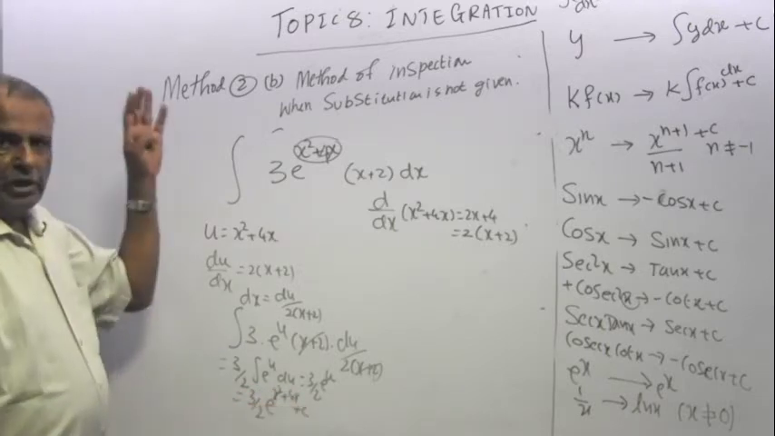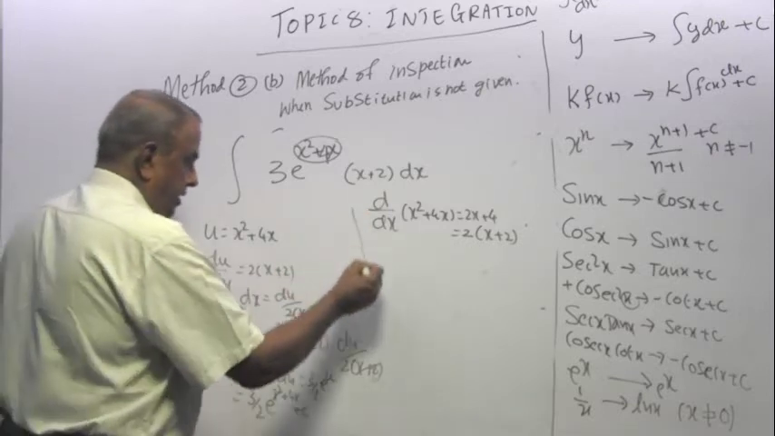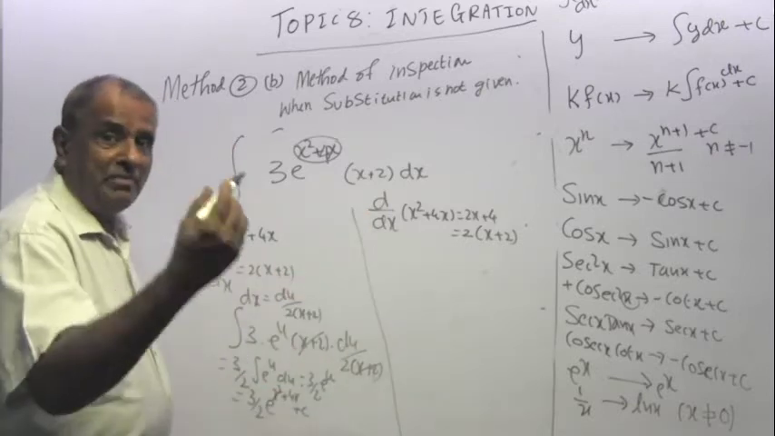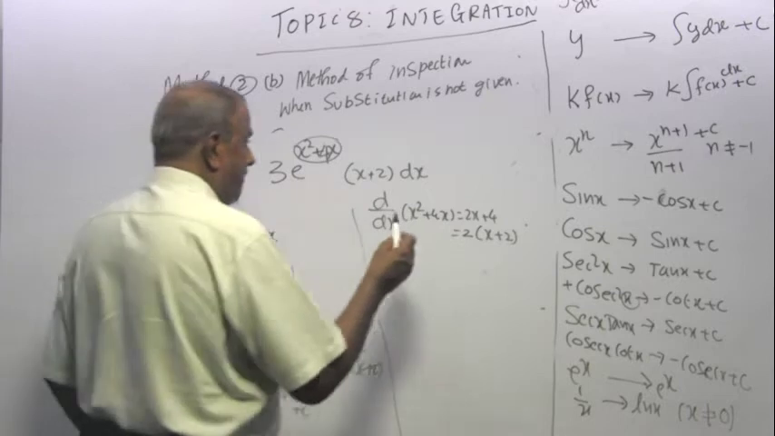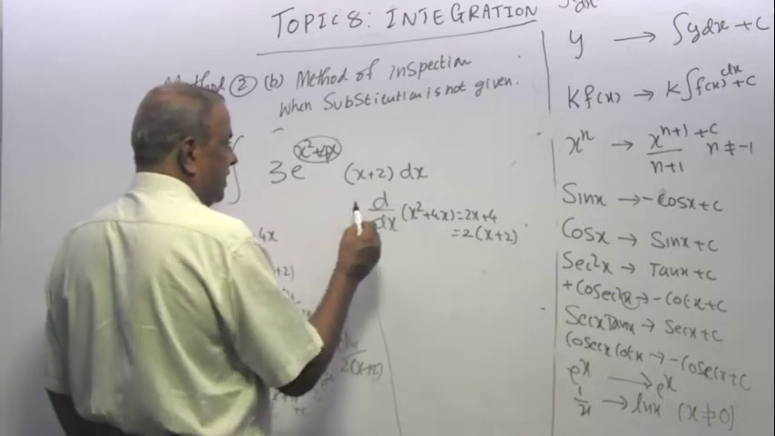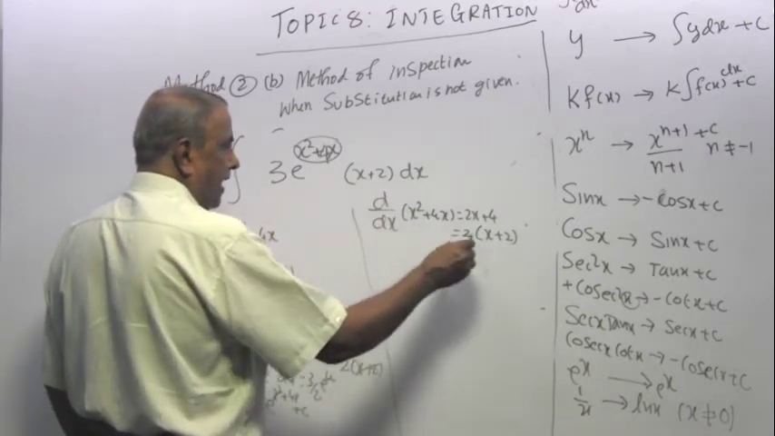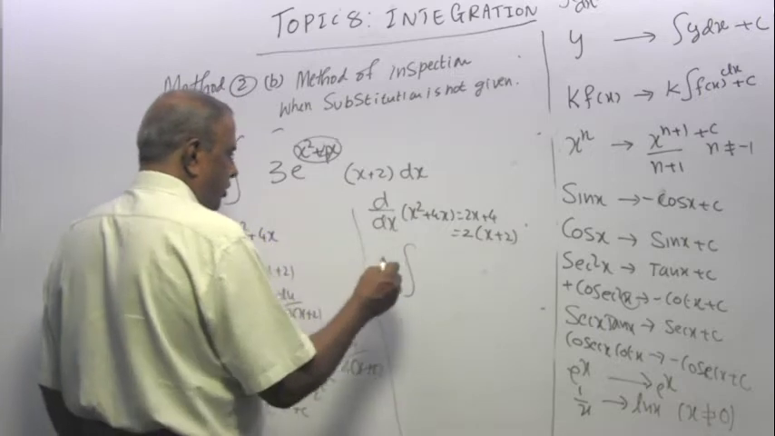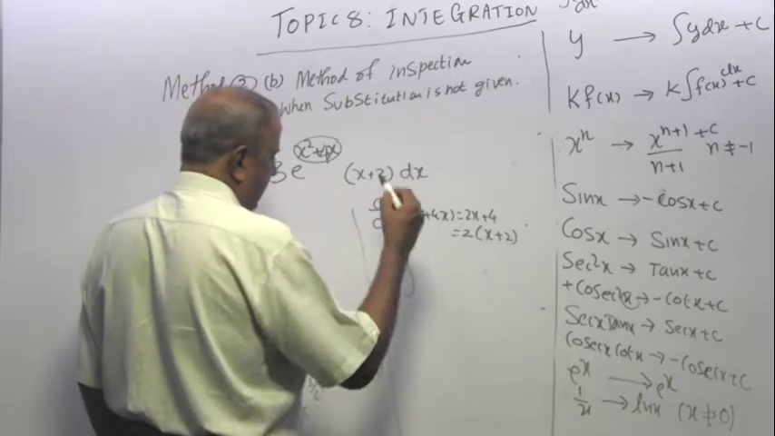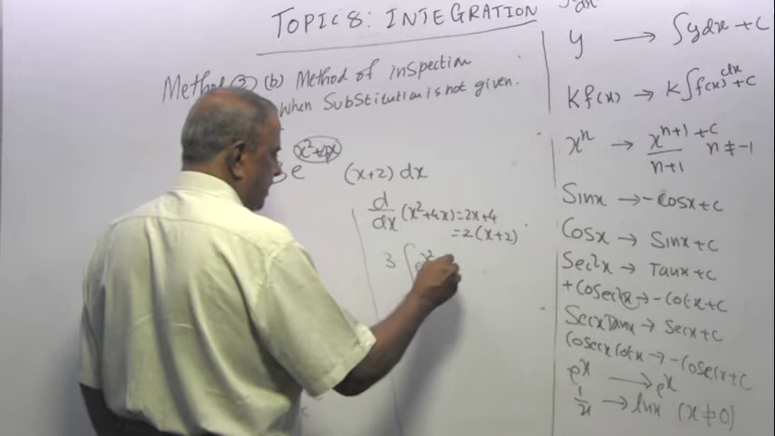That's the method of substitution. You're doing the same thing, but you're doing it mentally. When you look at the question, I have x plus 2, I need 2 times x plus 2. Take the 3 out, write the 2 times x plus 2, doesn't matter.